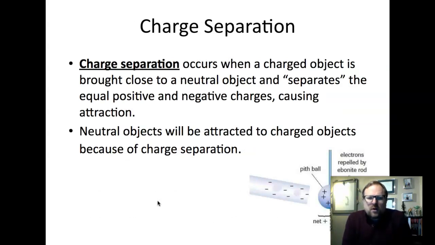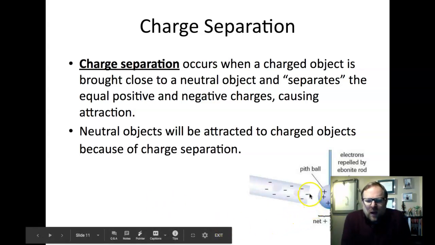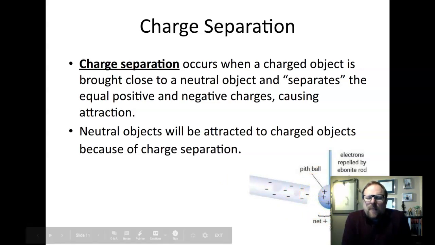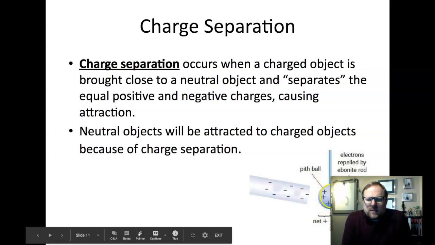With building up a charge, charge separation can occur. And charge separation occurs when a charged object is brought close to a neutral object and separates the equal positive and negative charges, causing attraction. So here is a negatively charged, I don't know, let's call it a ruler, that has been brought near something called a pith ball, and don't worry about what it is. But what ends up happening is you notice that this is a neutral object here.